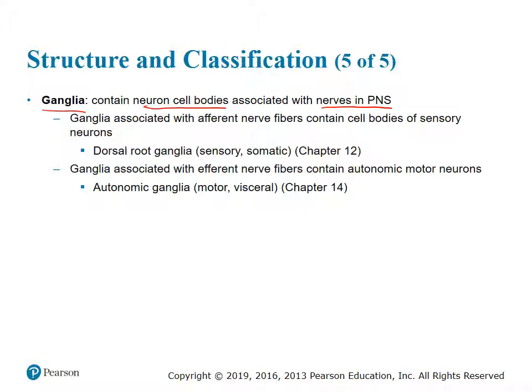So, for example, in the sensory neurons, the cell bodies are the ganglia there. We call those the dorsal root ganglia. And sometimes we can identify them depending on if they're autonomic too. Those are the autonomic ganglia.